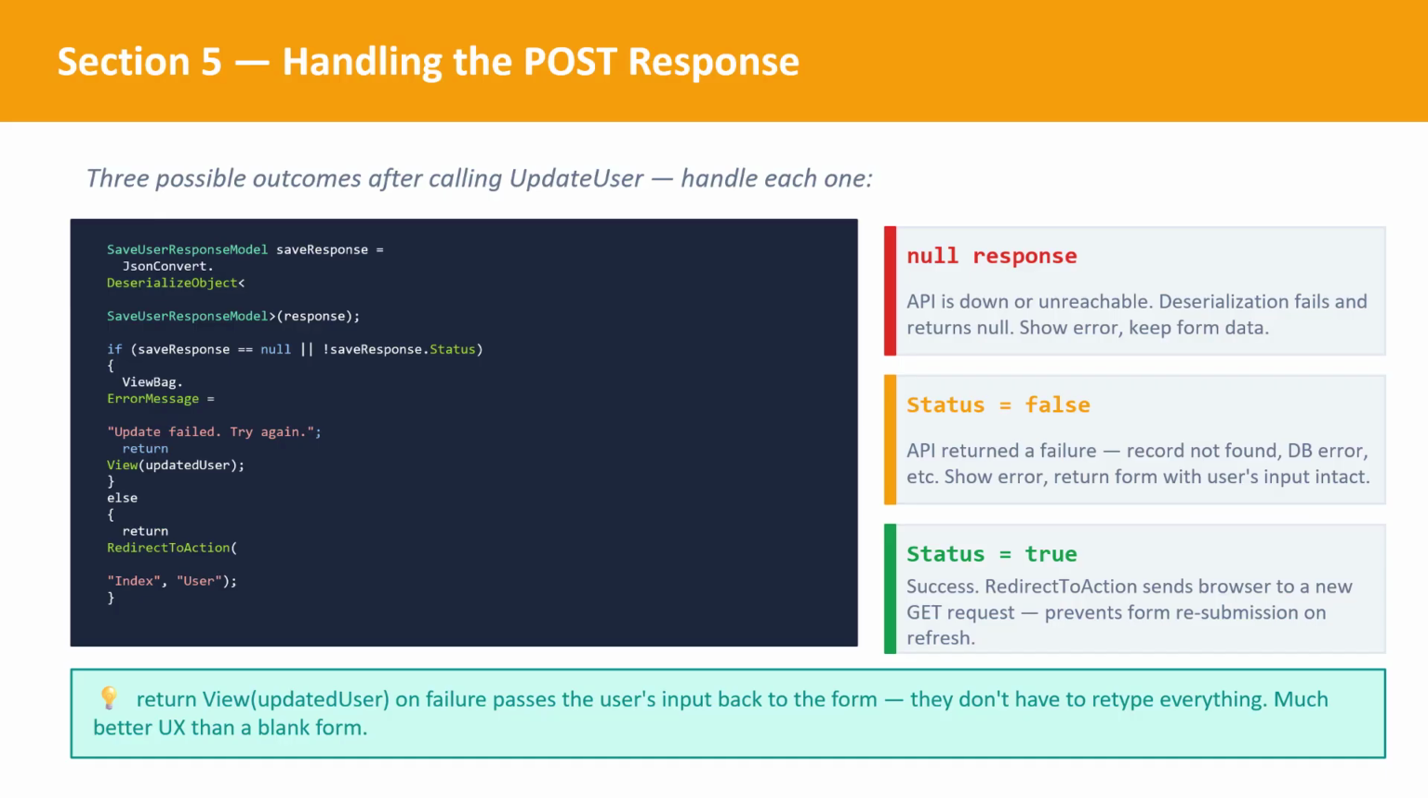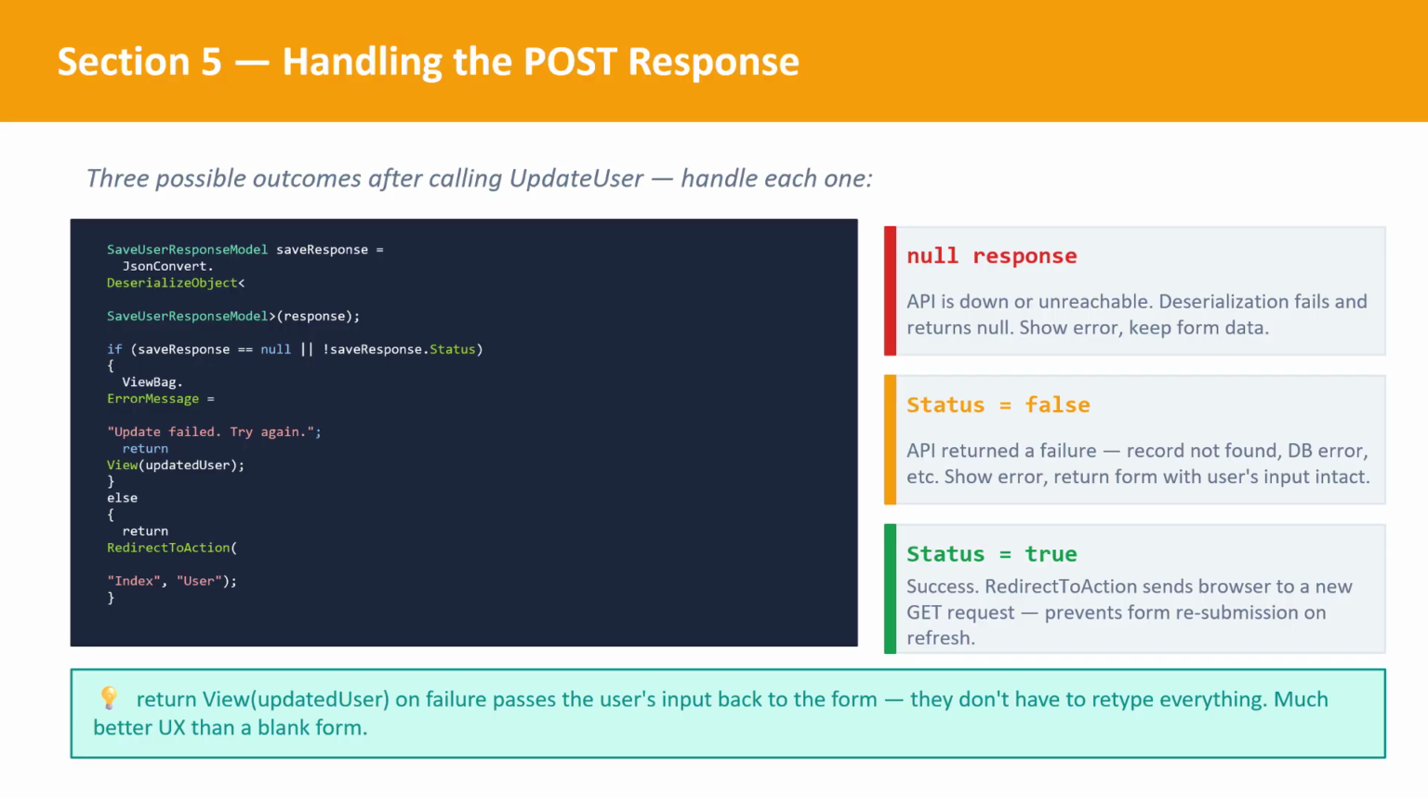So let's see how to handle the post response. After calling our update user, there are 3 possible outcomes, and we have to be prepared to handle all 3. The first scenario is save response is null. This happens if the API is maybe unreachable and the response string can't be deserialized. This null check is going to catch that. We want to show an error message and return the view with the user's input just intact.